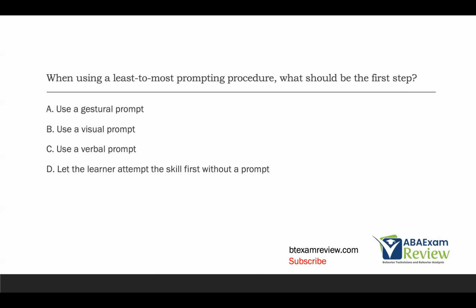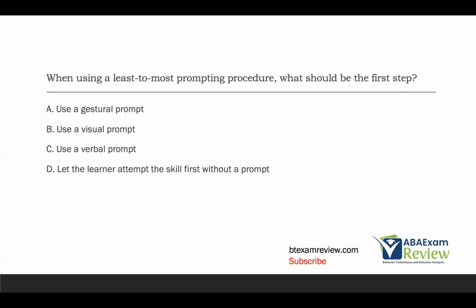B and C, a visual or a verbal prompt. Again, those are very uninvasive prompts, right? So they are used at the beginning of a least to most prompting procedure, but our very first step in the least to most prompting procedure is D. We want to let the learner attempt the skill first without a prompt. And a lot of people forget this, right? We use a least to most procedure and we immediately start prompting.